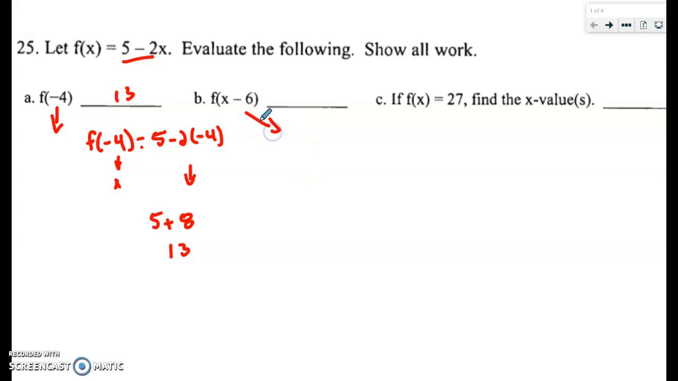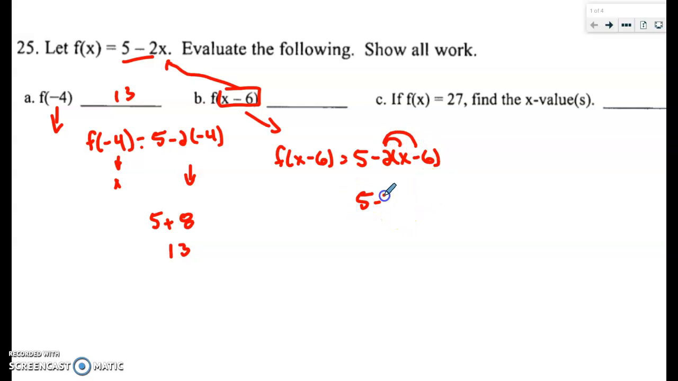Now, when I look at something like this, I'm substituting x minus 6 in place of x. So anything that has x in this equation, I'm replacing it with x minus 6. So I have 5 minus 2, and I'm replacing it with x minus 6, and I'm just simplifying it. I'm distributing negative 2 through the parentheses. So I have 5 minus 2x, and then negative 2 times negative 6 is plus 12. So the final answer would be negative 2x plus 17.